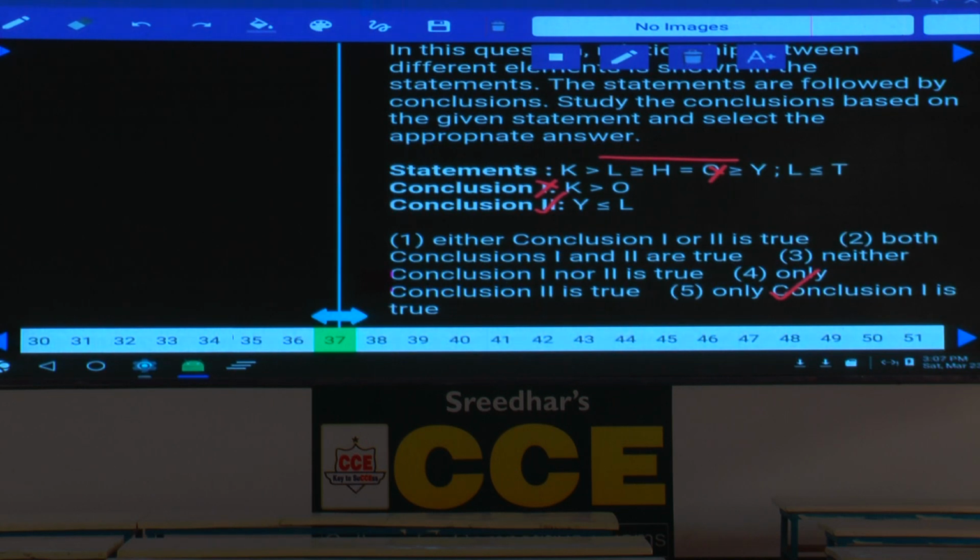And the next one. Now in this the relation between K and O. Between these two, K and O, there is only one symbol which is common, that is greater than, hence K greater than O, definitely true. Then coming to the second, Y and L. L is here and Y is here. Now the relation between L and Y is what? L is greater than or equals to Y, which implies that Y lesser than or equals to L. Hence both 1 and 2, that is choice 2. Both, choice 2. And the next one, question number 72.